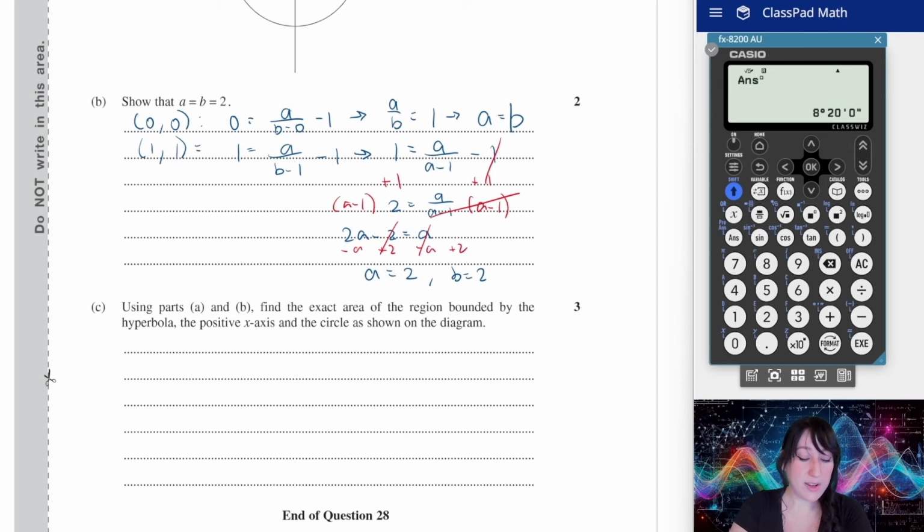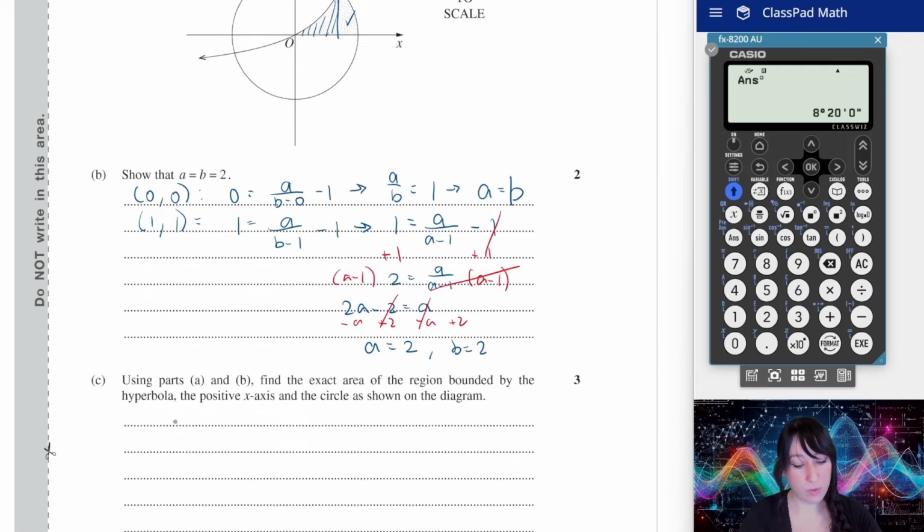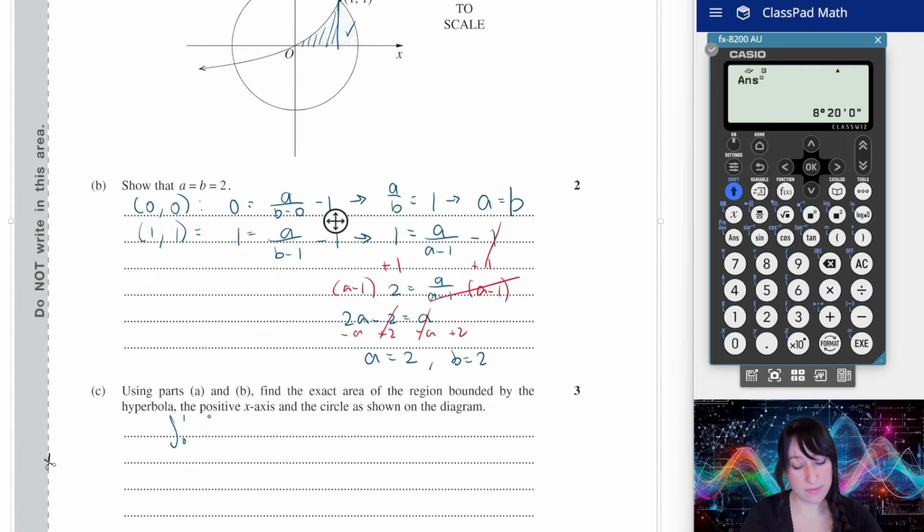Now part C, using parts A and B, find the exact area of the region bounded by the hyperbola, the positive x-axis, and the circle as shown on the diagram. So if we're thinking area under a curve and integrals, we'll notice that the area here can be divided into 2 regions. The first region is here under the hyperbola, and the second region we actually already found. So let's find that area under the hyperbola using an integral. We'll be integrating from 0 to 1 of 2 over 2 minus x, minus 1, dx.